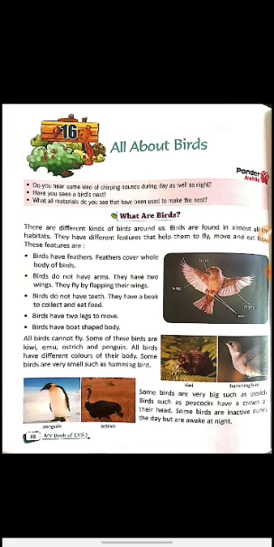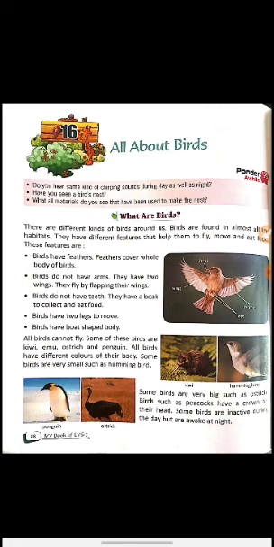Let's begin your chapter. There are different kinds of birds around us. Birds are found in almost all habitats, which means birds can be found everywhere in the world. They have different features that help them to fly, move and eat food. Different birds have different features.